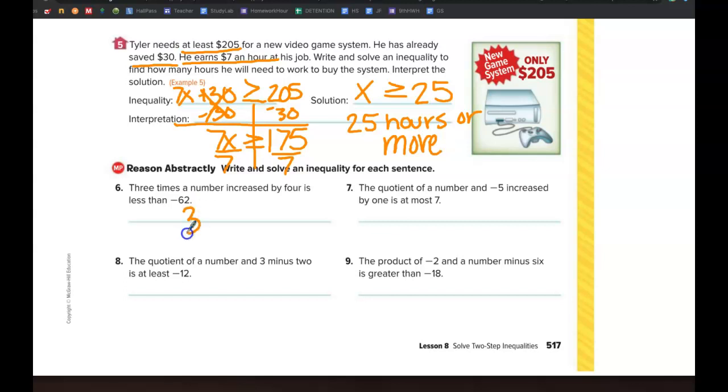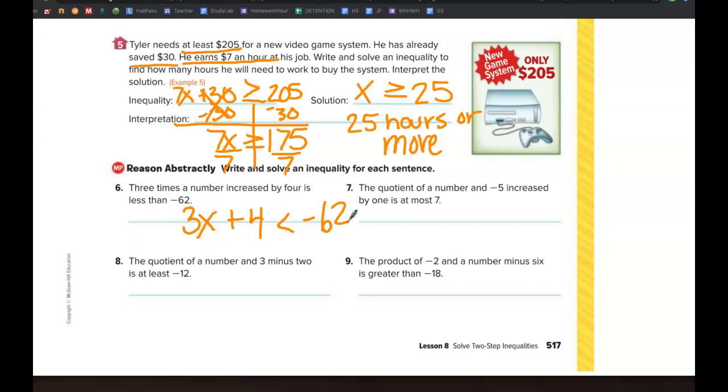3x. Good. Increased, what does that mean? Add, subtract, multiply, divide. Add. 4 is less than, so what sign are we going to use? So you would do... Good. Less than negative 62. Questions on that? My question is, how is a negative 62 less, bigger than? Because it's going to be a negative number probably.